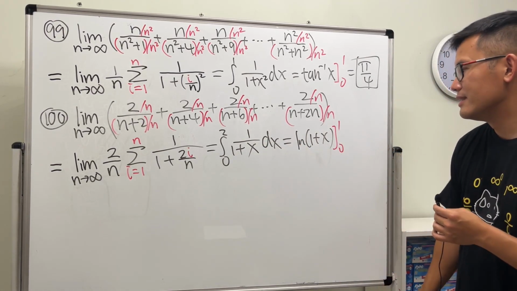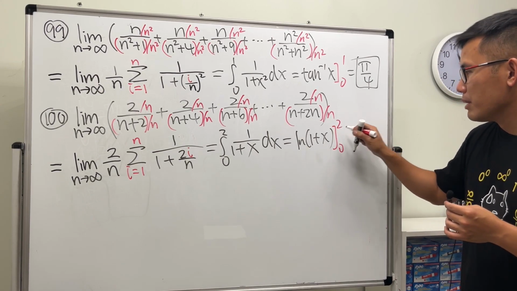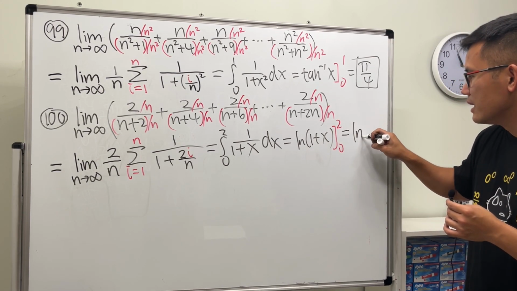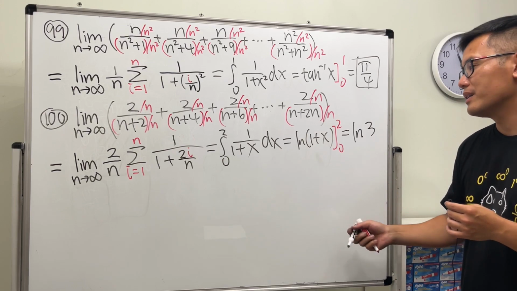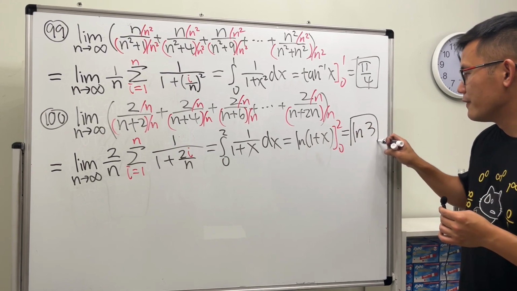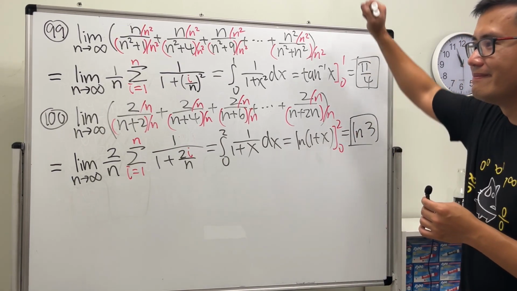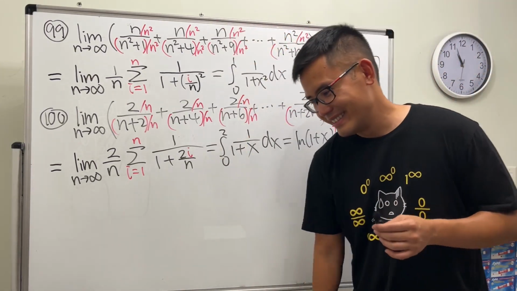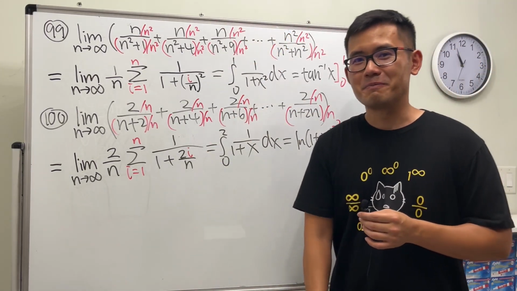Ladies and gentlemen, plugging in 2, we get ln 3. Plugging in 0, ln 1 is 0. Final answer, ln 3. 100 limits. There you have it.